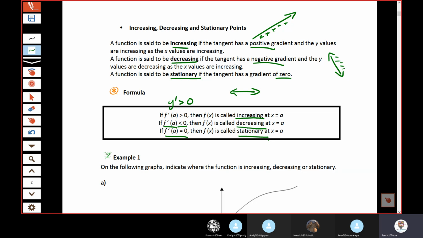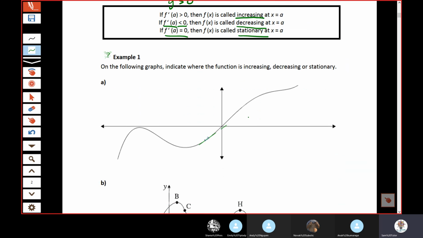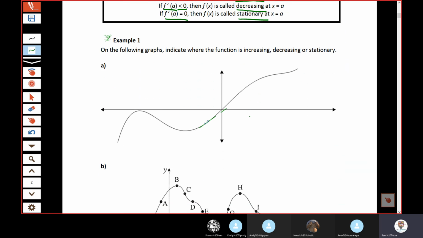You need to memorize that right now. Y dash is greater than 0, increasing. Less than 0, decreasing. Equal 0, stationary. That's it. Simple. Let's do it. On the following graphs, indicate where the function is increasing, decreasing, or stationary.